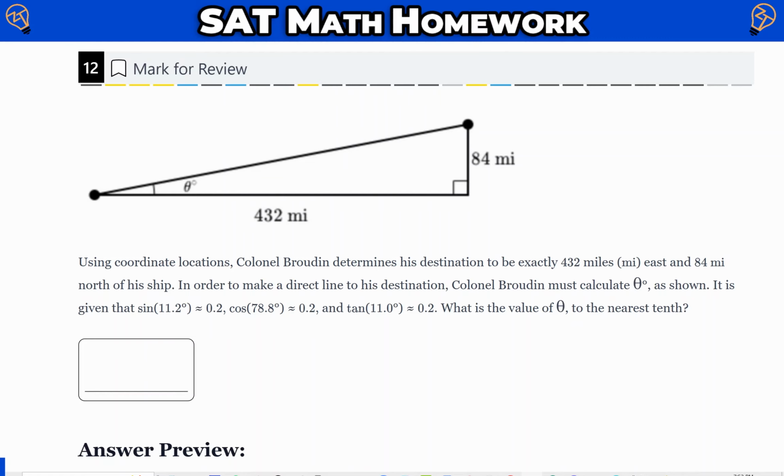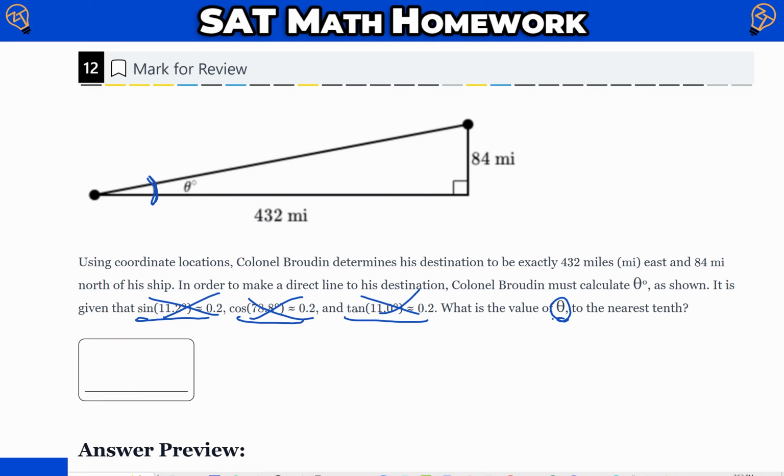Now, this question looks more intimidating than it really is, and the reason for that is honestly this information down here. So let's temporarily assume we didn't have all this there. How would we approach it? Well, our goal here is to find this theta value, which is this angle here.